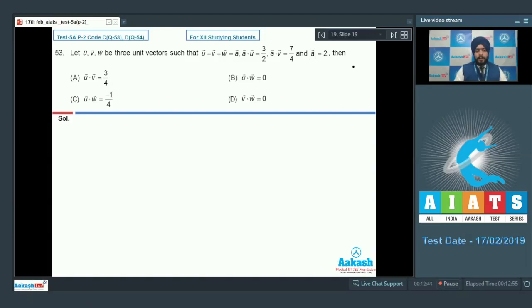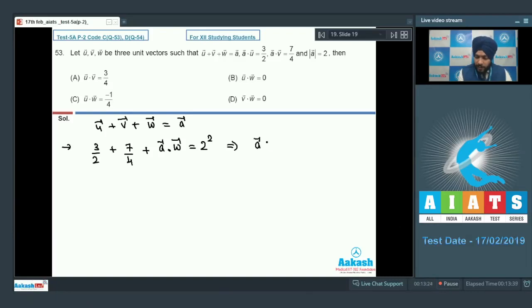So students, in such type of equations where we are required the other values, that is U dot V, U dot W, and V dot W, we take the dot product of the given equation, U plus V plus W equal to A, with all the three vectors U, V, W, and obviously A as well. So we have the parent equation U vector plus V vector plus W vector is equal to A vector. Dot product with A. U dot A, the value is given to be 3 by 2. A dot V will be 7 by 4. A dot W is unknown value. A dot A will be equal to magnitude of 2 square, that is 4. So from here, you'll get directly A dot W, the value is 3 by 4.